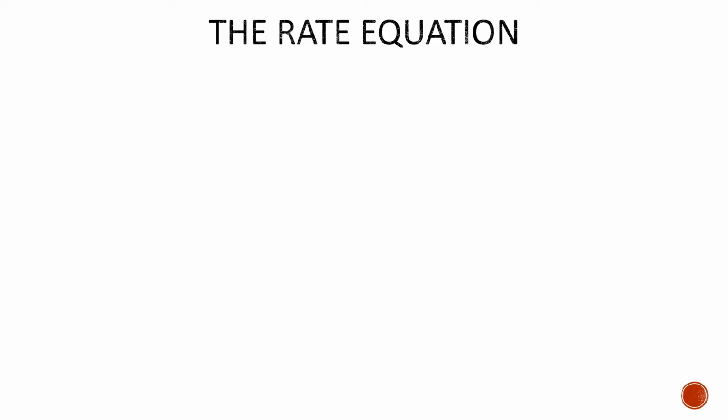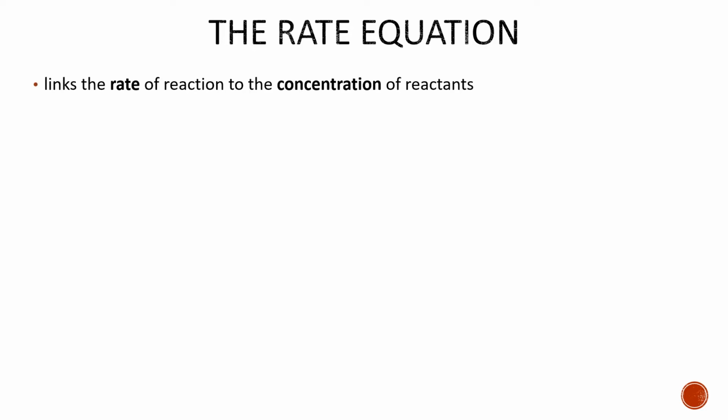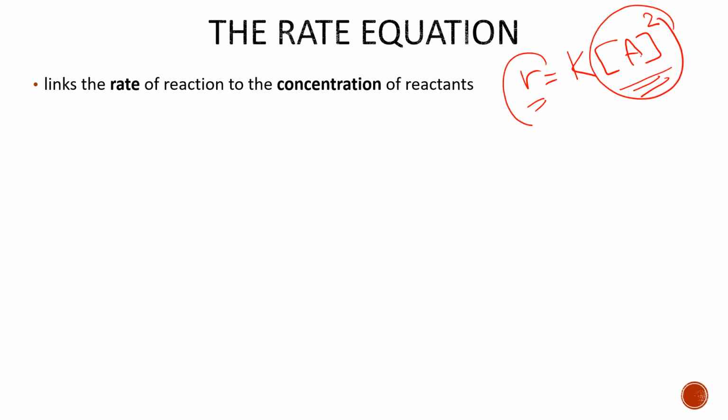So to summarize what we have discussed about the rate equation, the rate equation is giving us an indication about how the concentration is related to the rate. It links the rate of the reaction to the concentration of the reactants. When we are writing R is equal to K concentration of A, we should understand that if we double A, R will be doubled. If we put here power 2, it means that doubling A will increase R by a factor of 4. Okay, so this is the first important point about the rate equation.